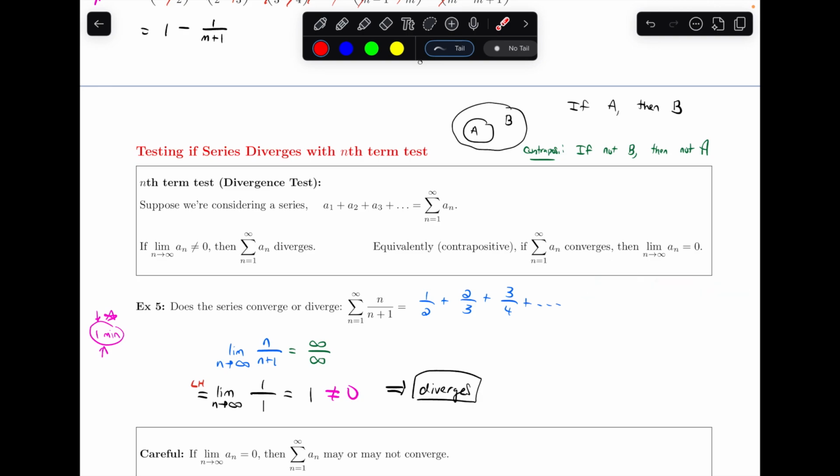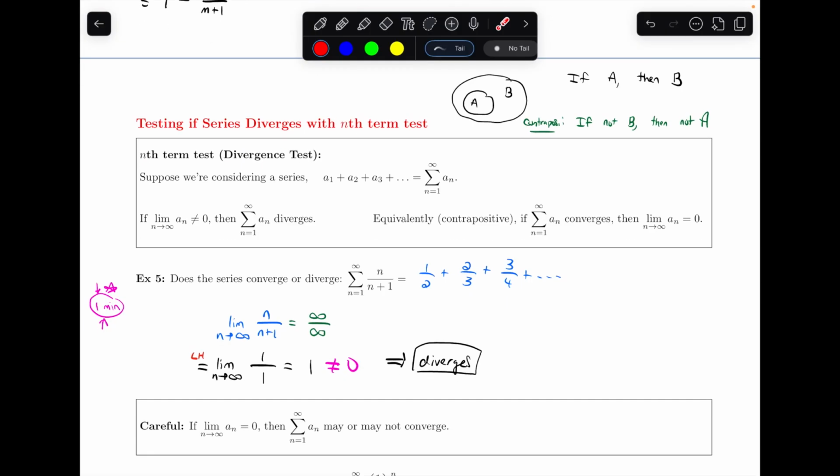It'll diverge. So now a cautionary warning, which is, well, what happens if the limit of the terms is actually 0? It might be tempting to say, well, then doesn't the series just converge? But it turns out, oh, not so fast. The series might converge, but it also might not. I want to look at some examples to see why that is.